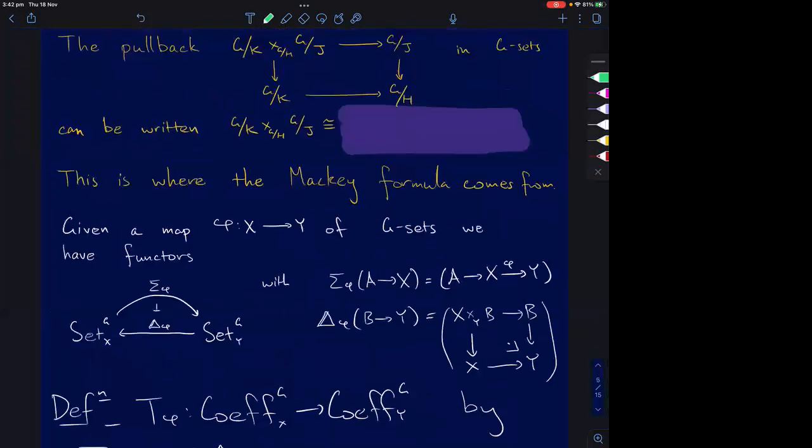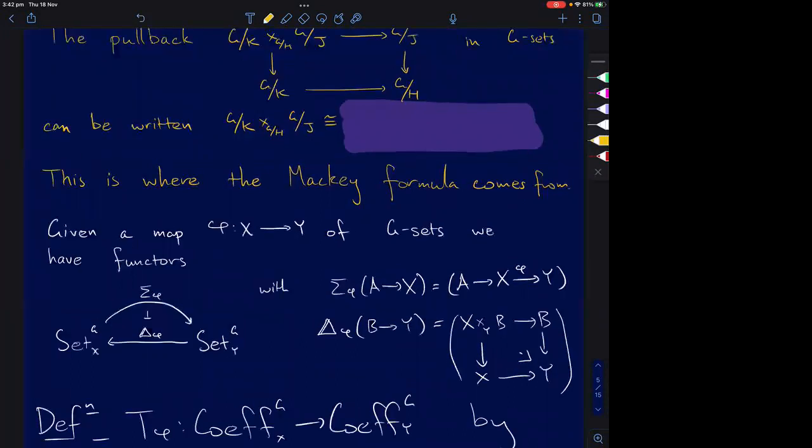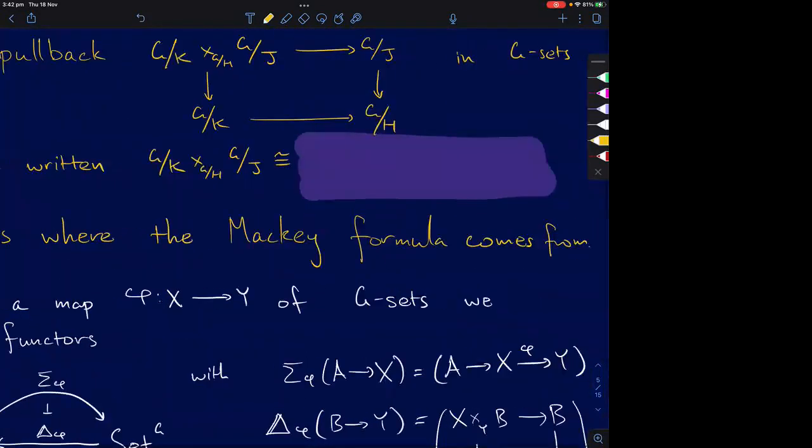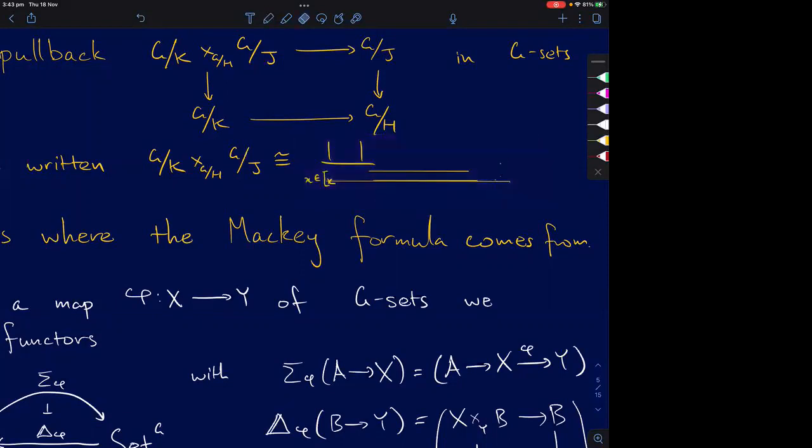Okay, and pullback in the category of G sets is a coproduct of things where you take a representative for each double coset of K and J and H, and it has this form.